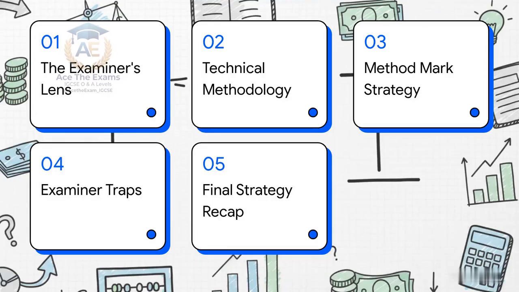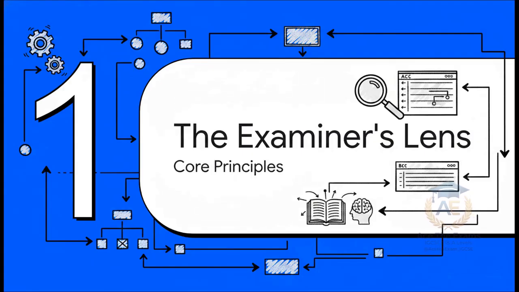Here is our structured syllabus for today. 1. The examiner's lens. 2. Technical methodology. 3. The method mark strategy. 4. Examiner warnings and traps. And 5. A final strategy recap. Section 1. The examiner's lens. Core Principles of Accounting 9706.